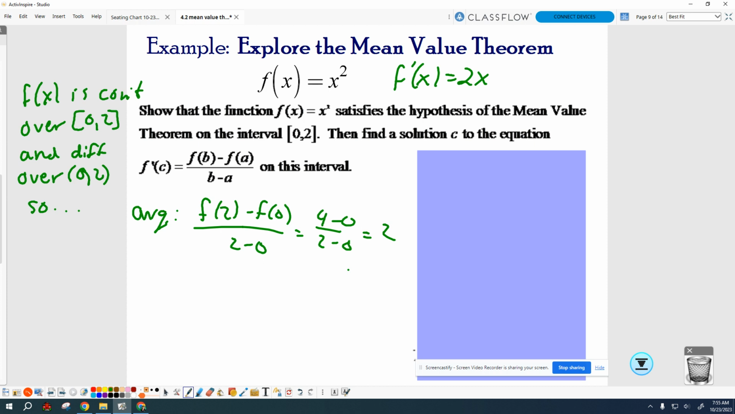Sasha, what do we do now? Now we plug it into the equation. So what is the equation that I'm plugging into? What am I doing?